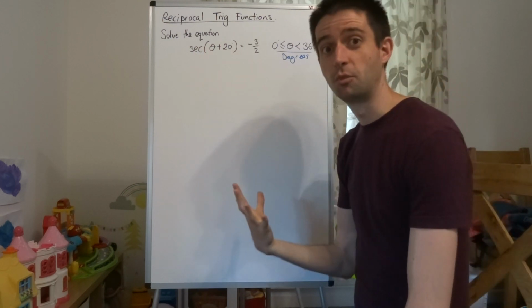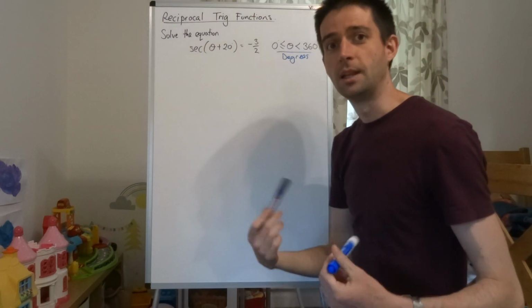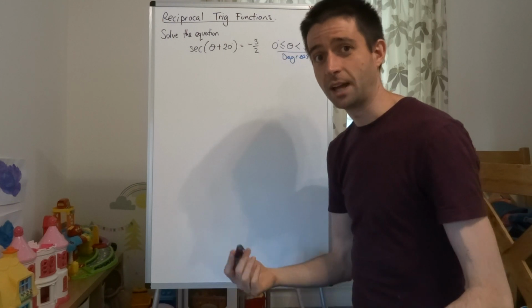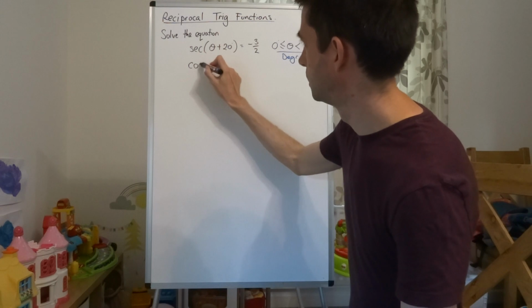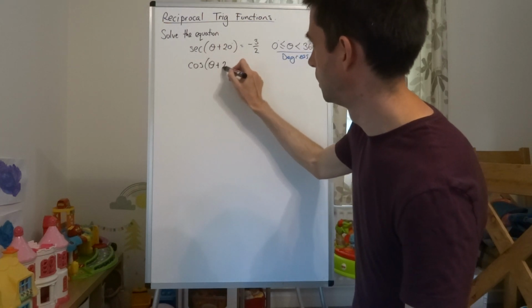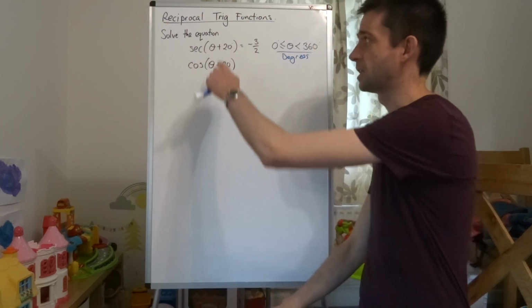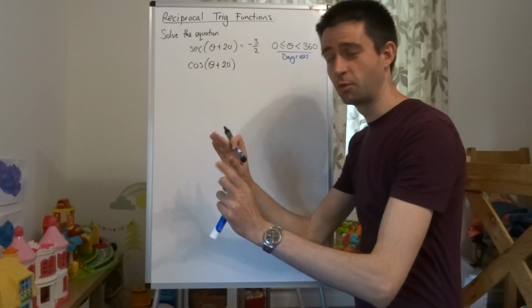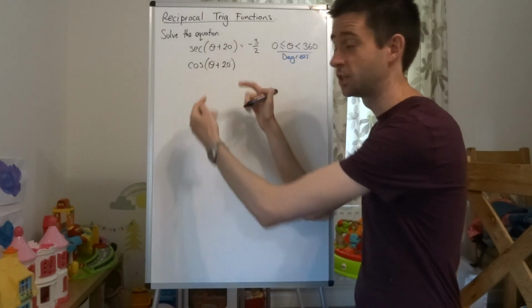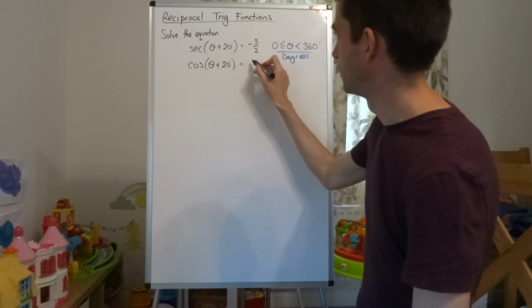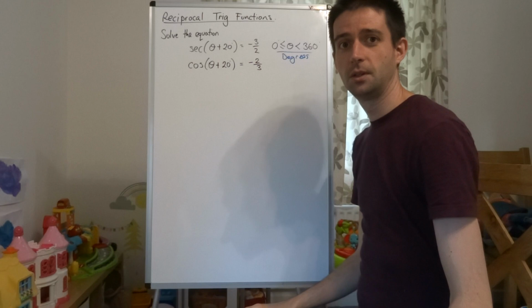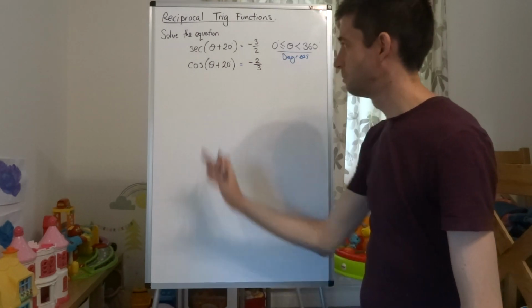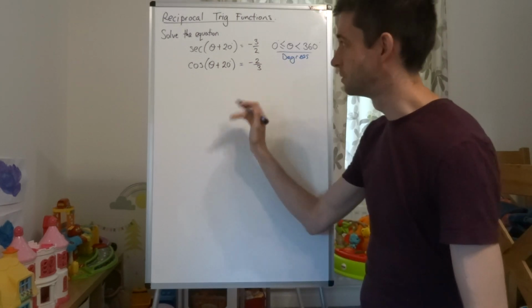It's one of the reciprocal trig functions. Now you'll remember from the previous video that sec is 1 over cos. So I'm going to write cos of (theta + 20). Because that bracket doesn't change, I've just taken the reciprocal, so whatever's inside that bracket just stays the same. And -3/2 is going to change to -2/3. And that's now a standard trig equation that we can solve.